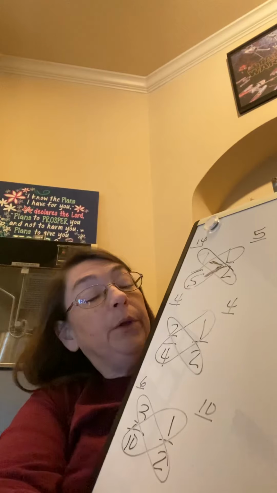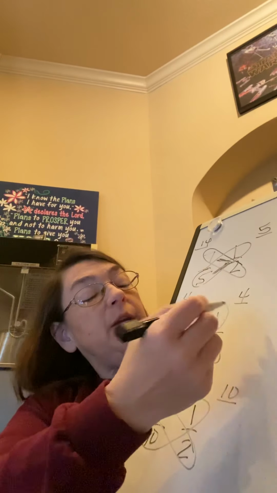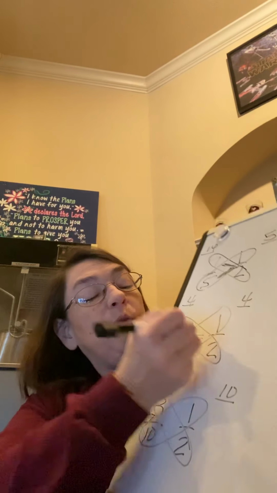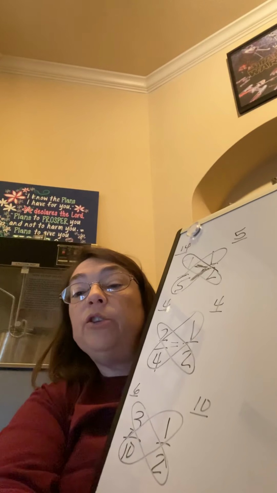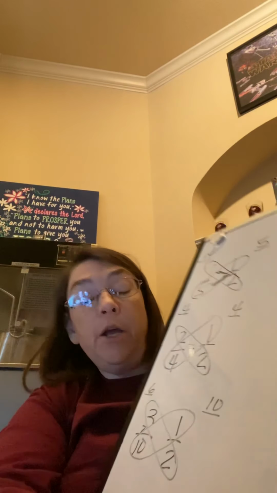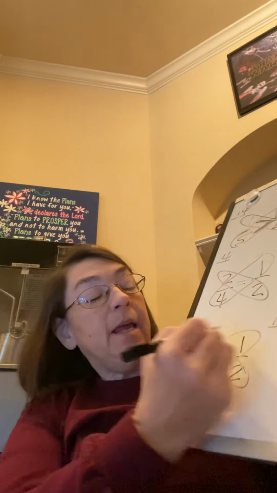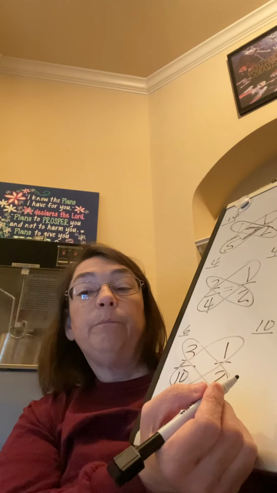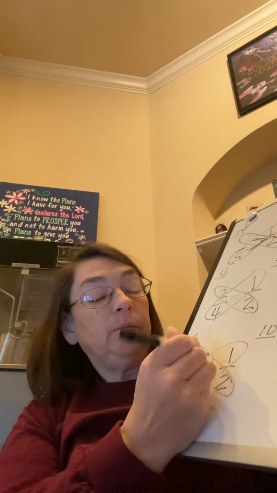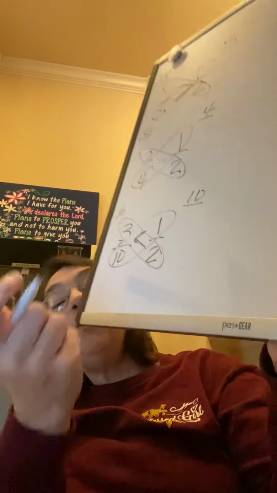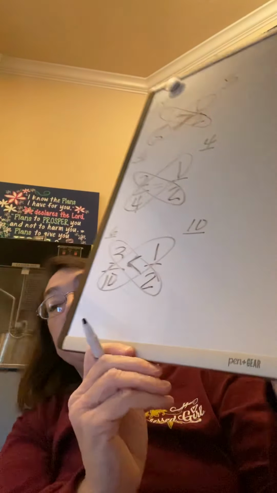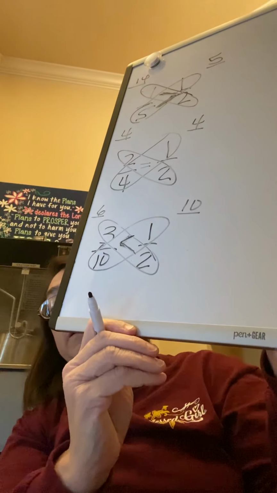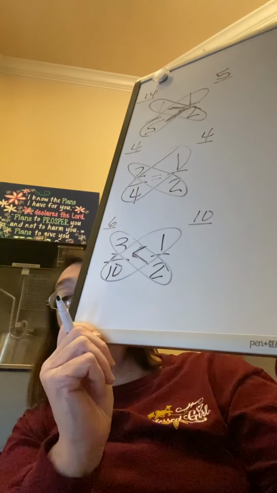No. All right, this one I got 4 and 4. That means they're equal. So do I want to circle that one? No. This one, 10 and 6. Which one is bigger, the 10 or the 6? The 10. So 1/2 is bigger. So is 3/10 closer to 0 or 1? 0. So I would circle that one.